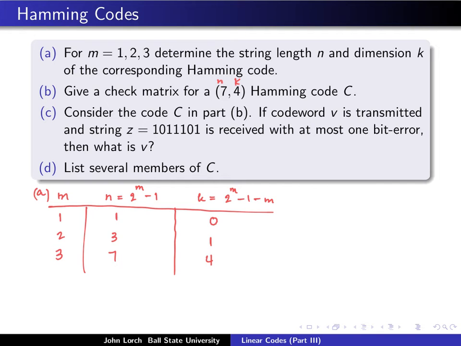Okay, so we're going to be looking at the case where m equals 3, right? Because that's where our n is 7 and our k is 4. Okay, now remember our Hamming code's check matrix is the set of all non-zero strings in F2^m, which would be F2^3. So we need to just write down all these things.